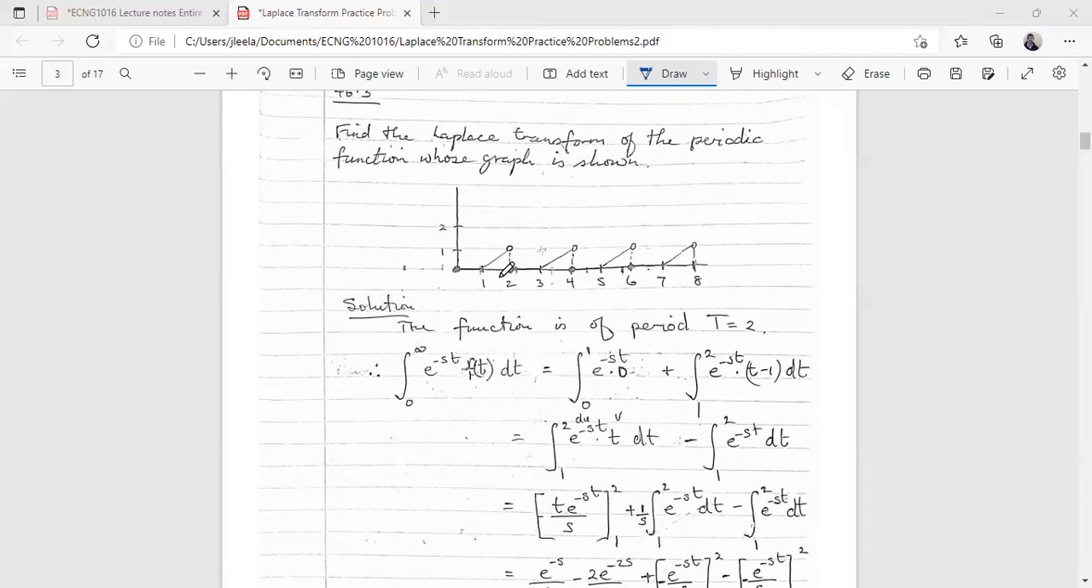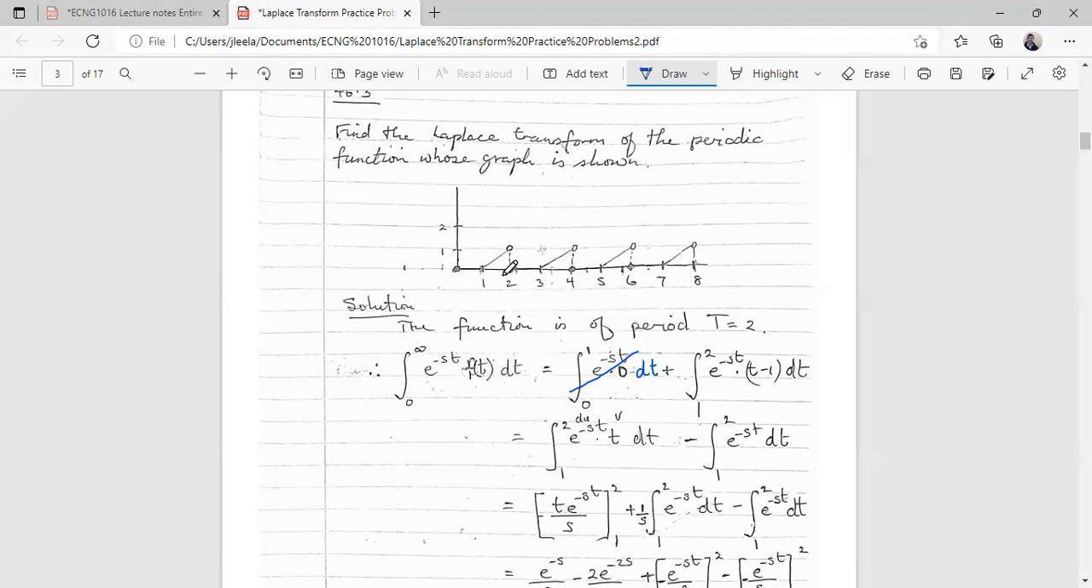Now, you're taking your definition of the Laplace transform of your function, the integral from 0 to infinity of e to the minus st times f(t) dt, and you're breaking it up. Between 0 and 1, the function is 0, so this part won't give us any contribution. It might be convenient to write it so you will see it there, so you won't forget.